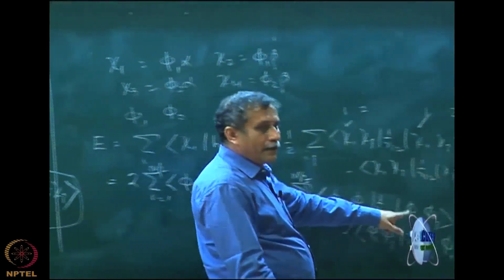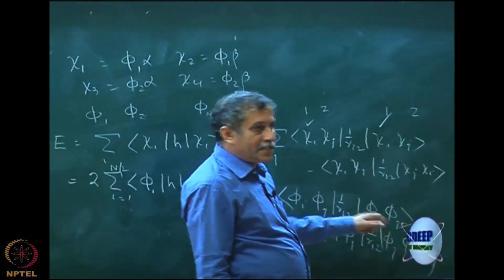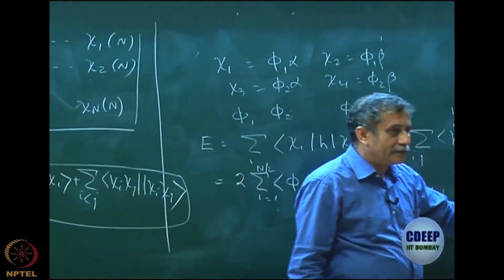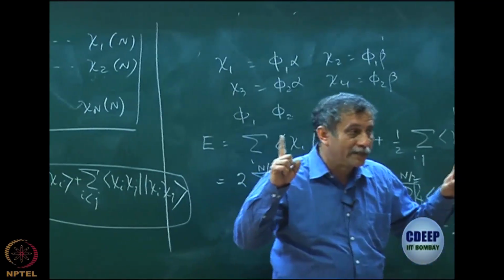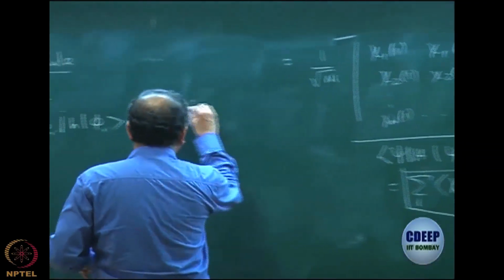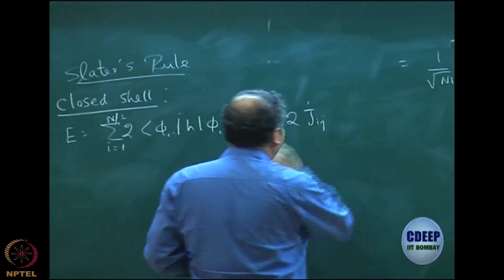Phi i, phi j, phi i, phi j. This is the ith orbital interacting with the jth orbital, but in space now, not spin. Remember, these are space orbitals. I call these 2Jij. So this is a Coulomb integral involving phi i and phi j.